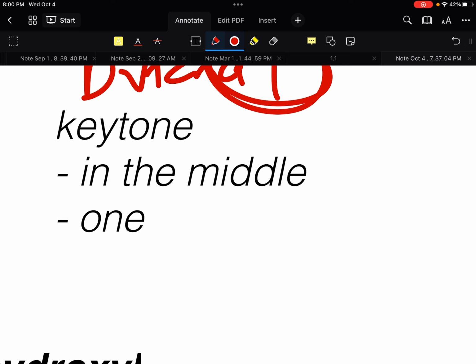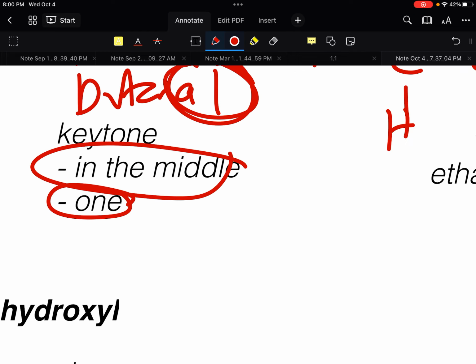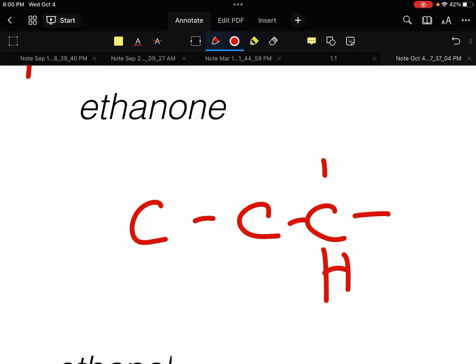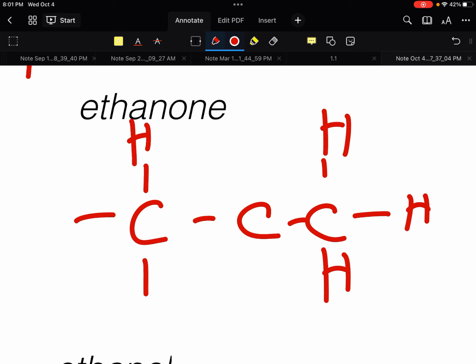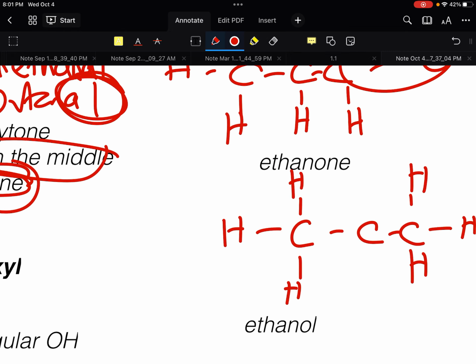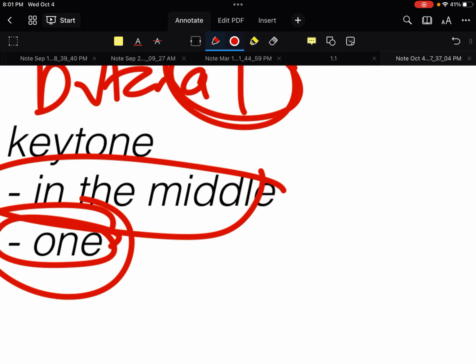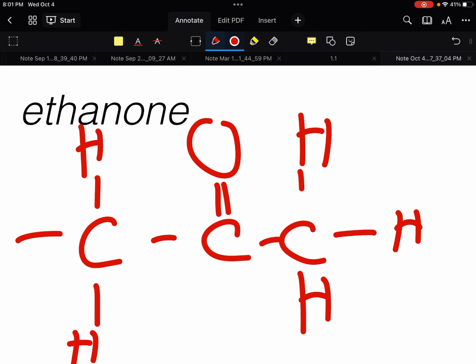All right, so ketone, this is essentially the same thing. It ends in ONE, and instead of at the end, it's in the middle. So ethanone, same thing with 3 carbons. Decorating this bad boy with hydrogens, just going as you normally do. However, this ONE will be in the middle, so it will be a double bonded O. And what I mean by in the middle is that it just has to be in between 2 carbons.